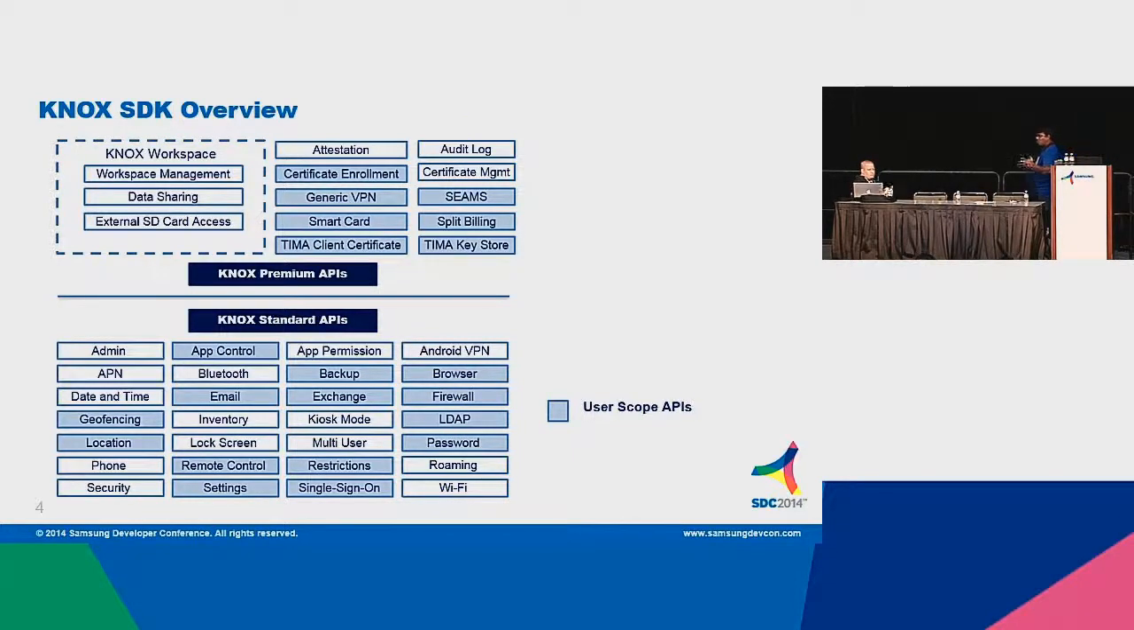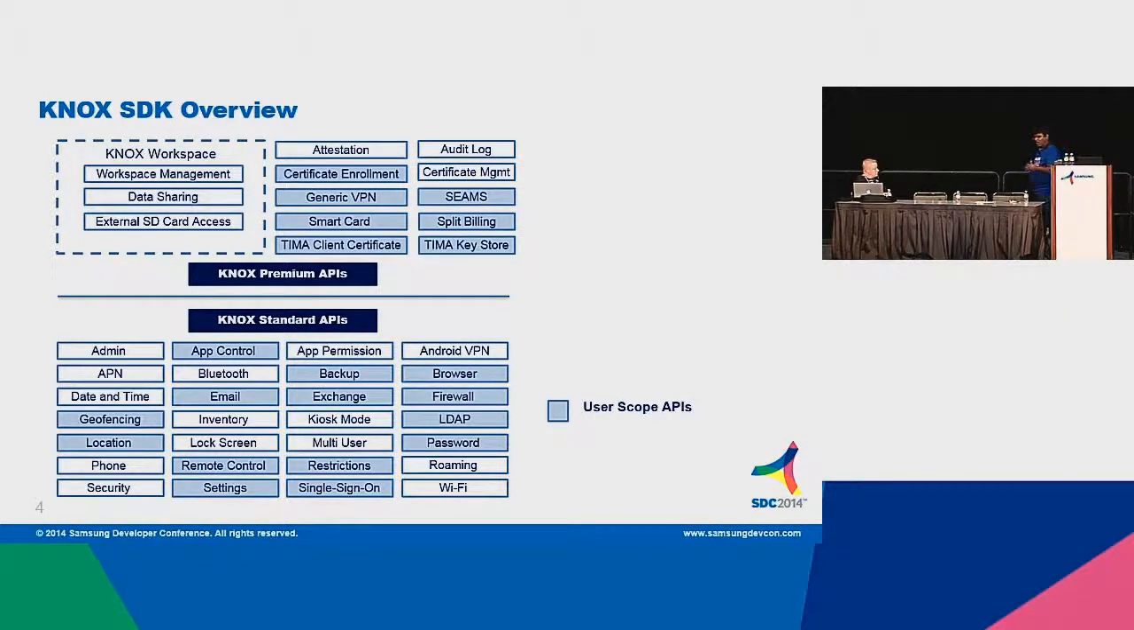Let's go over what we offer as part of our KNOX SDK. We provide two sets of APIs. The premium APIs include more secured features. We also support APIs at the application level, the standard APIs, wherein an IT admin can manage applications, configurations and device management. Going over the KNOX premium APIs, we have a lot of very competitive features.